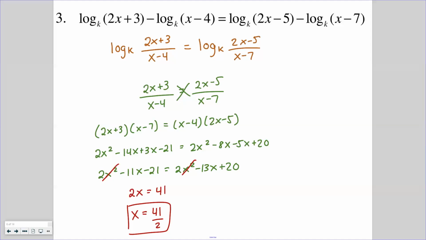One last check to make sure 41 over 2 satisfies all of those arguments. So we have to go back to the top. If I plug in 41 over 2 into any of those cases, we will get a positive number. So we're good to go. We can box that as our final answer, and that's it. We move on.